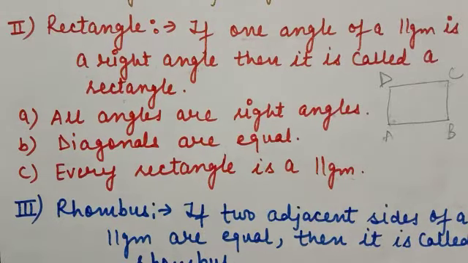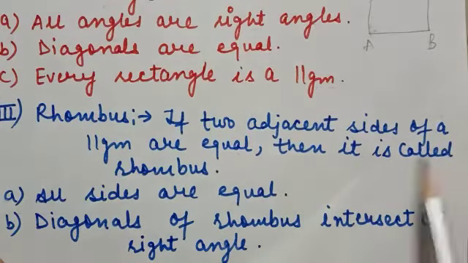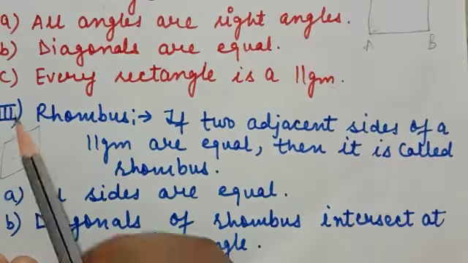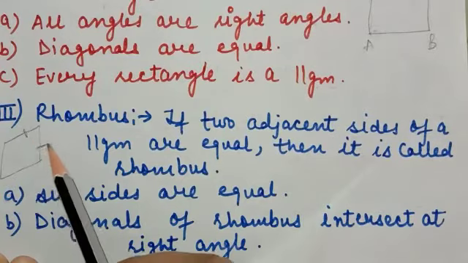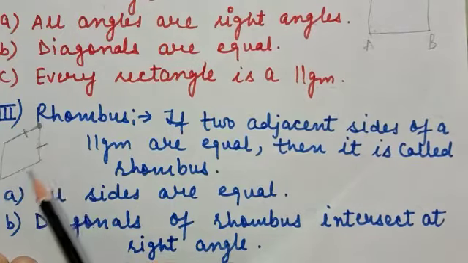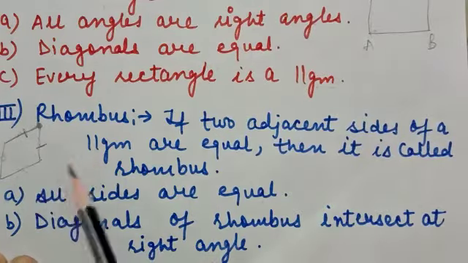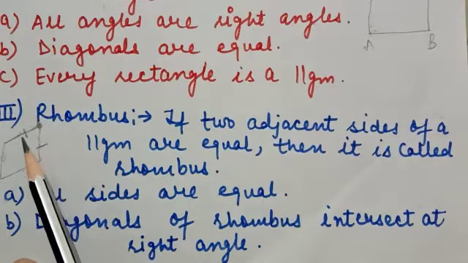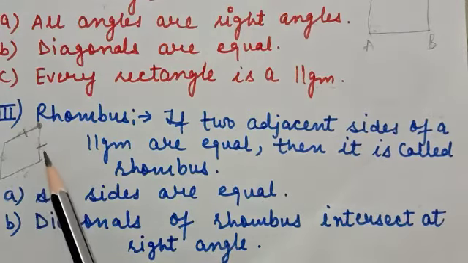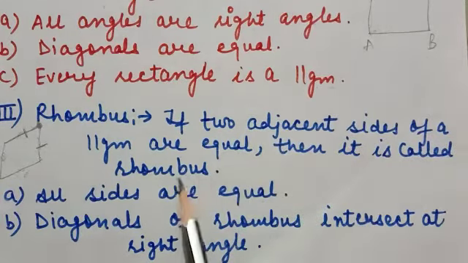Third one is rhombus. What is a rhombus? If two adjacent sides of a parallelogram are equal, then we call it a rhombus. Two adjacent sides means two sides that have a common vertex. So these two sides are adjacent, these two sides are also adjacent, and so are the others. When two adjacent sides of a parallelogram are equal, because in a parallelogram only opposite sides are equal to each other, it means all sides are equal to each other. Then it is called a rhombus.